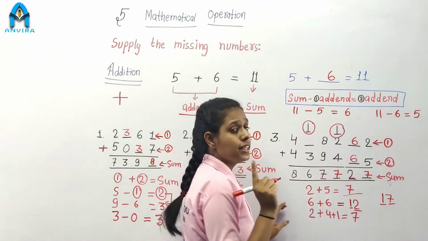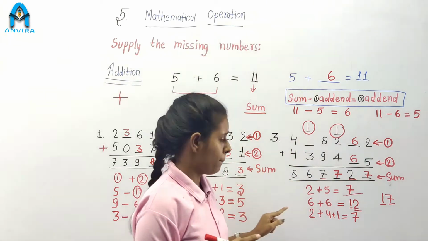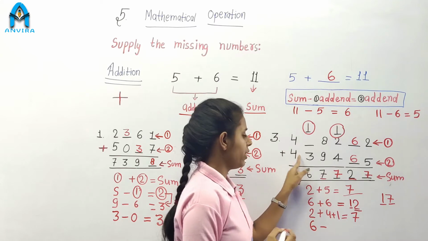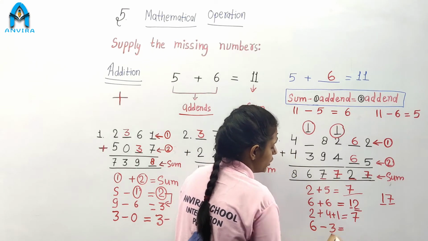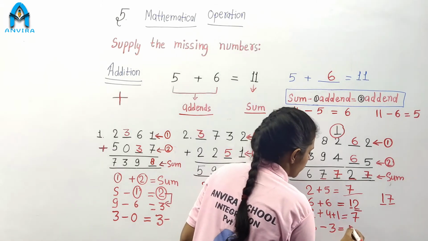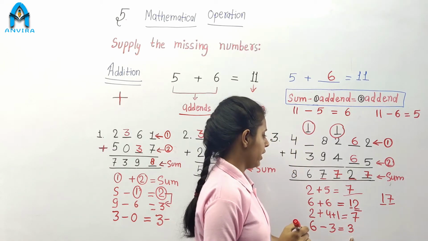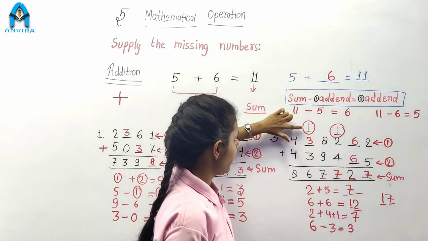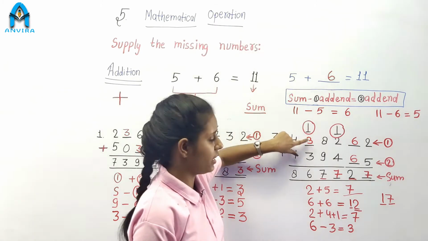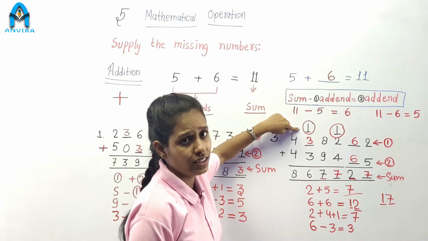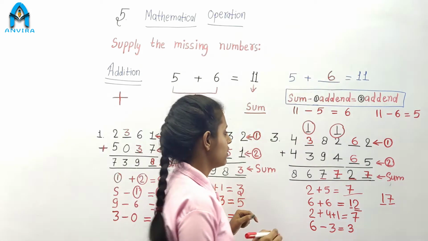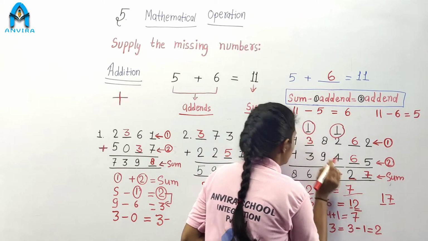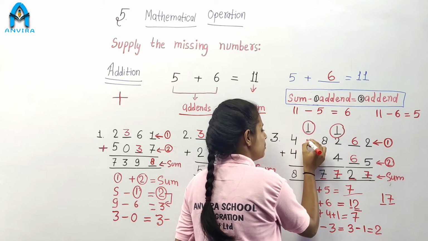Normally we do subtract if one addend is missing. So 6 minus 3 is equal to 3. If I write 3 here, our answer is wrong. Why? Let's check. 3 plus 3 is 6. And 1, where is this 1 going? So we have to minus 1 from here. And our answer is number 2.